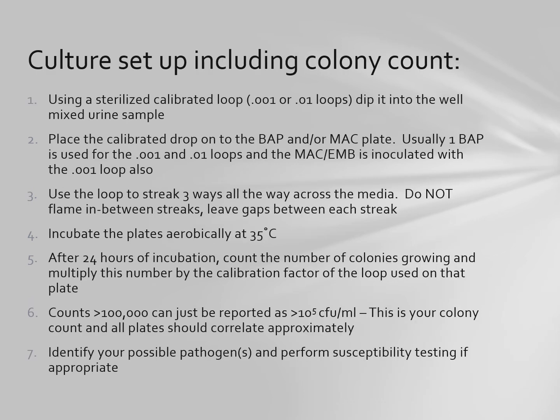So this is how we go about setting up urine cultures. We're going to use a sterilized, calibrated loop. So this is not our normal loop. These loops are actually calibrated to deliver 1/1000th or 1/100th of a mil to the plates. But we're going to take that calibrated loop and we're going to dip it in our swirled urine sample. We're going to place the calibrated drop on our blood agar or MAC plate, and we are going to make sure that we streak it 3 ways. So we're not streaking for isolation. We're actually making a lawn and using the pour plate method.